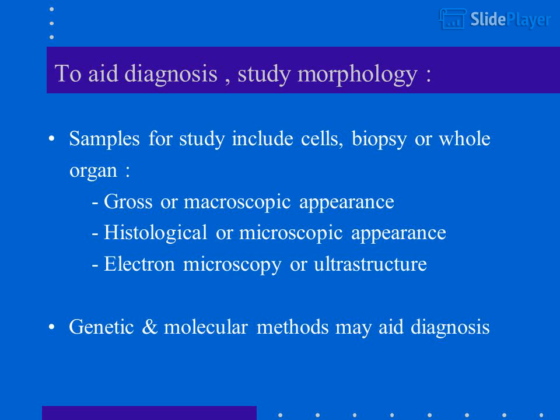To aid diagnosis, study morphology. Samples for study include cells, biopsy or whole organ. Gross or macroscopic appearance. Histological or microscopic appearance. Electron microscopy or ultrastructure. Genetic and molecular methods may aid diagnosis.